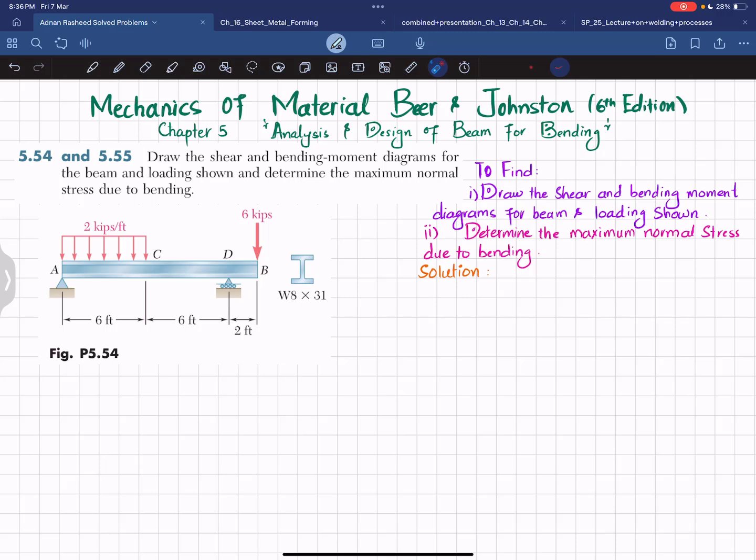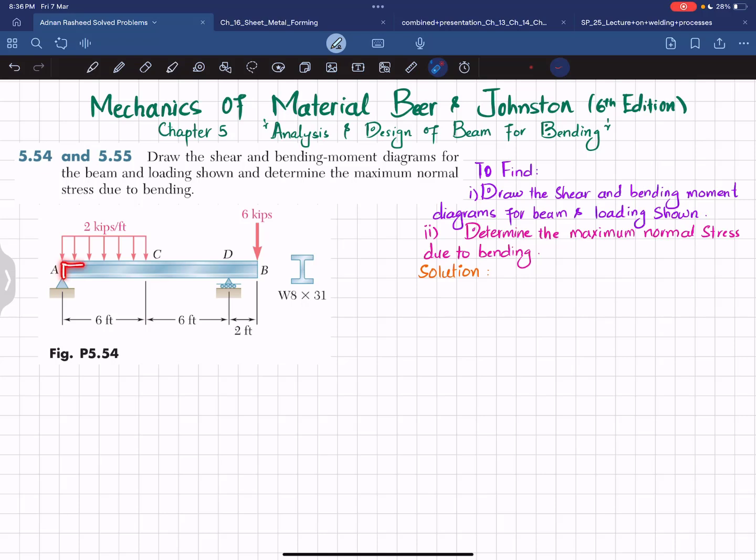Welcome back. In this video, we are going to solve problem 5.54 that is taken from chapter number 5, Analysis and Design of Beam for Bending, and book name is Mechanics of Material by Beer Johnston, 6th edition. So statement is draw the shear and bending moment diagram for the beam and loading shown and determine the maximum normal stress due to bending.